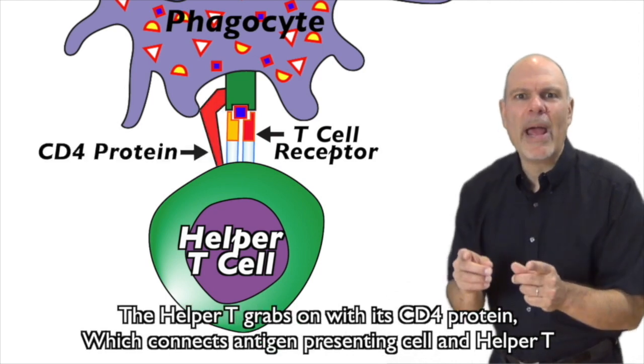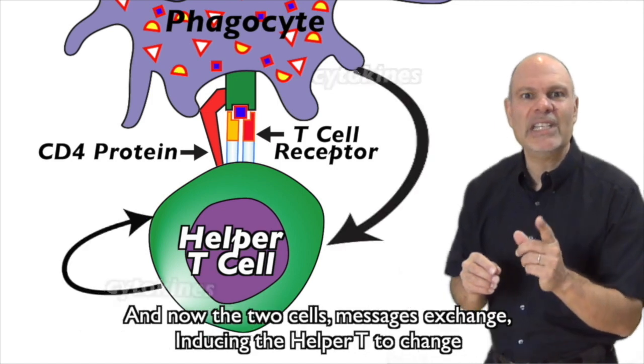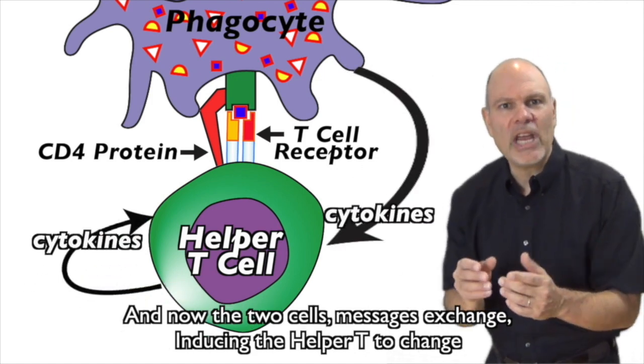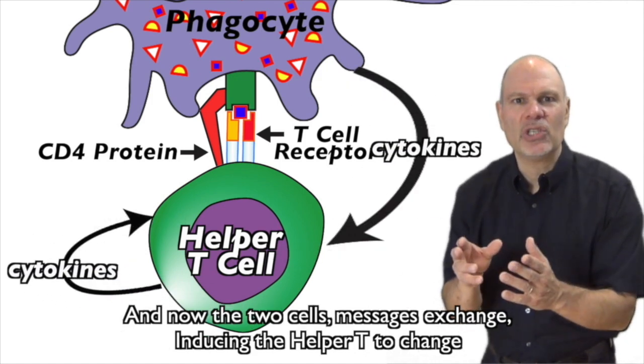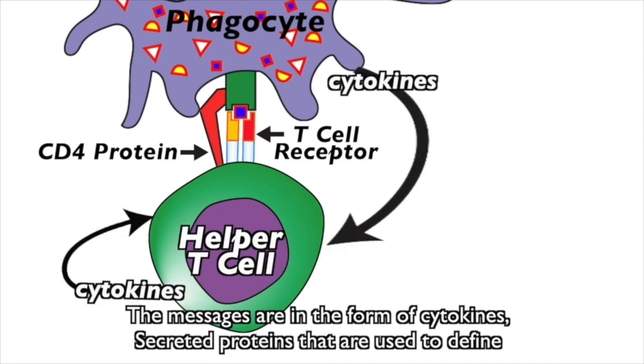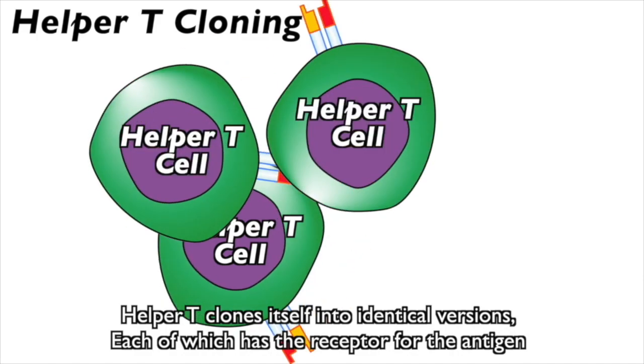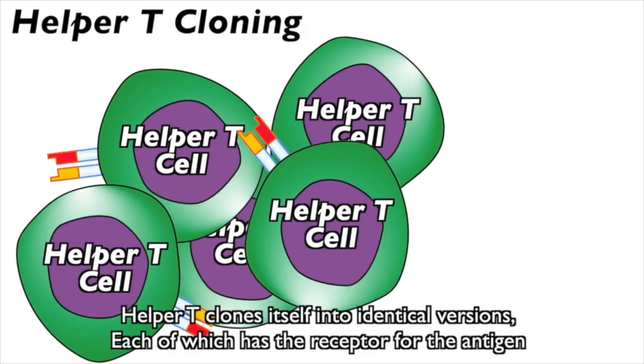The helper T grabs on with its CD4 protein, which connects antigen presenting cell and helper T, and now the two cells' messages exchange, inducing the helper T to change. The messages are in the form of cytokine secreted proteins that are used to define other cells' function and even their form. In this case, they induce a helper T swarm. Helper T clones itself into identical versions, each of which is the receptor for the antigen.